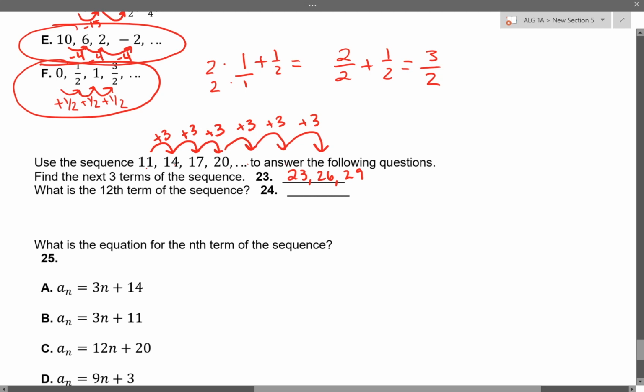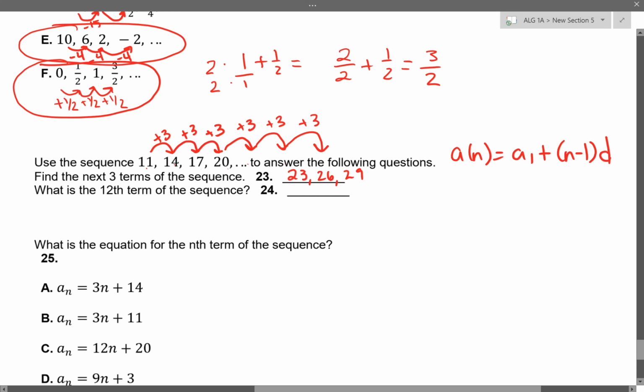Now, I have 2 choices. I could go all the way to the 12th term by continuing to add 3. Or I can use the explicit formula. Remember, explicit formula is A of n equals A1 plus n minus 1 times the difference. So just for more practice, we're going to use this one. If you absolutely don't remember this, just keep on adding 3 until you get to 12.